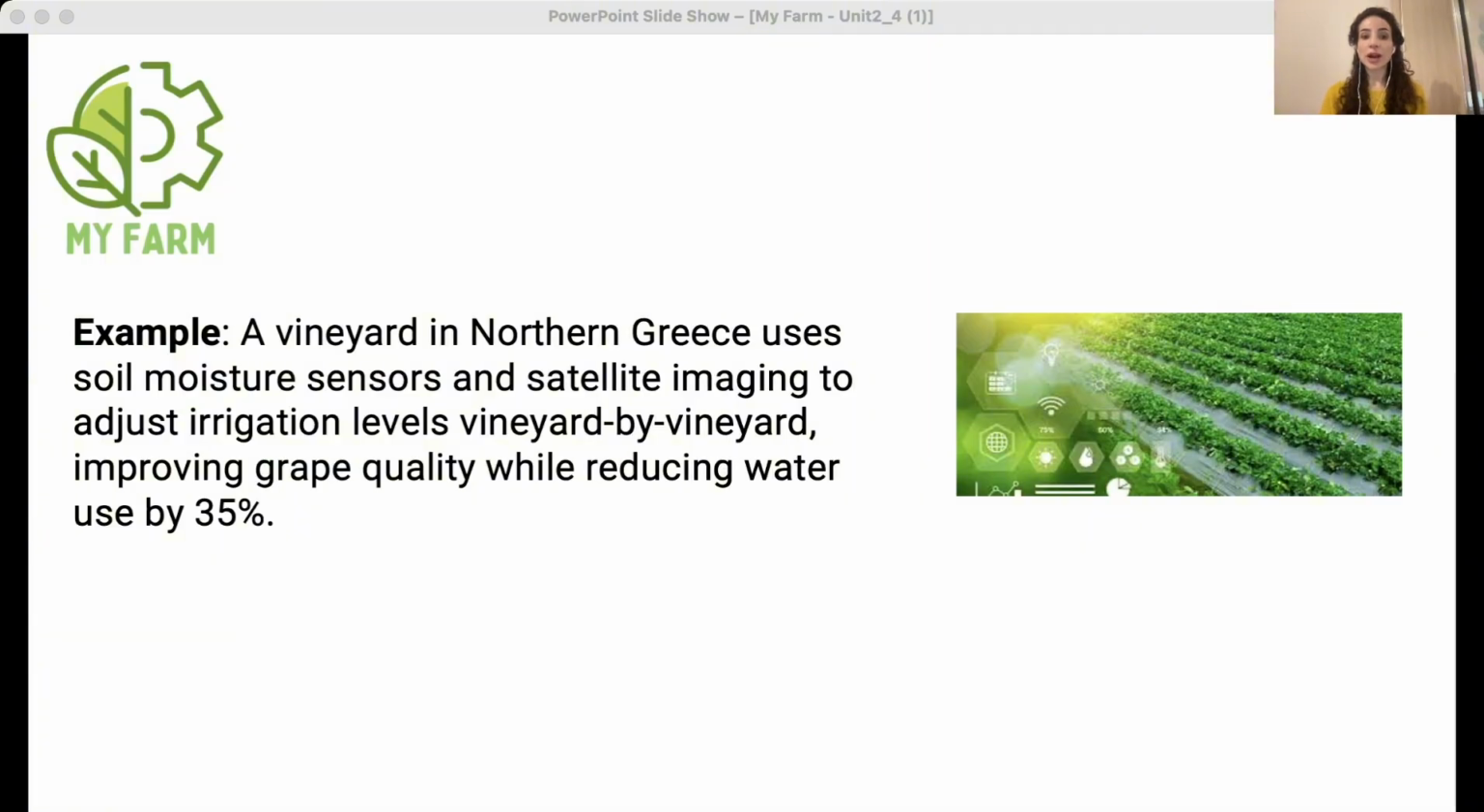For example, a vineyard in northern Greece uses soil moisture sensors and satellite imagery to adjust irrigation levels in the vineyard. This approach improves grape quality while reducing water use by 35%, demonstrating both economic and environmental benefits.